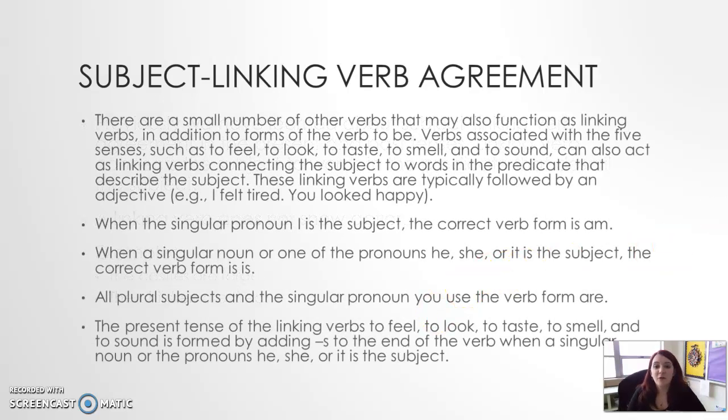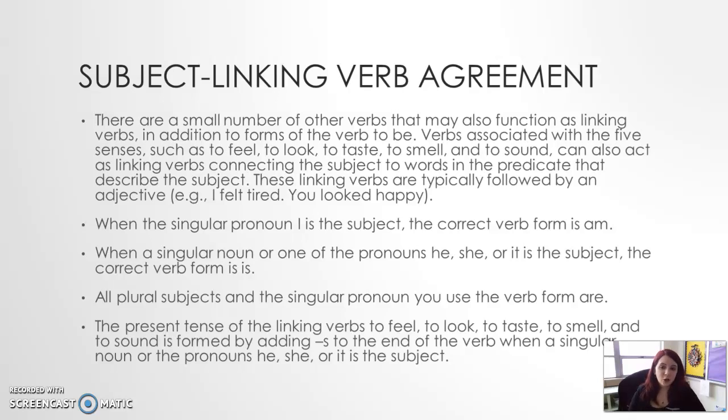So there are a small number of other verbs that may function as linking verbs. And those are forms of the verb to be. Now, some verbs are associated with the five senses, such as feel, look, taste, smell, sound. They can actually act as linking verbs as well. I felt tired. You looked happy. Those are examples of feelings, emotions, and senses. So felt and looked are examples of linking verbs that show how someone is feeling or using those senses.